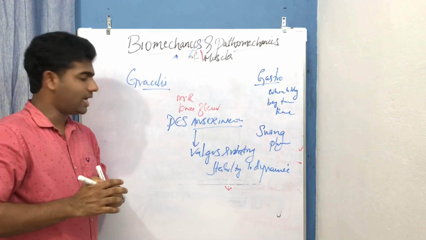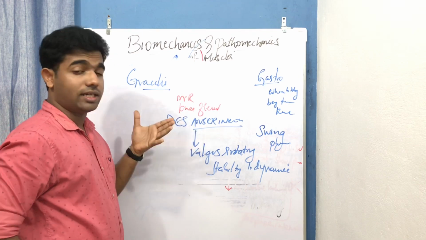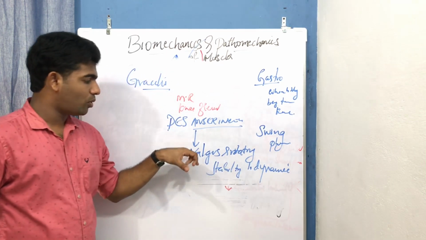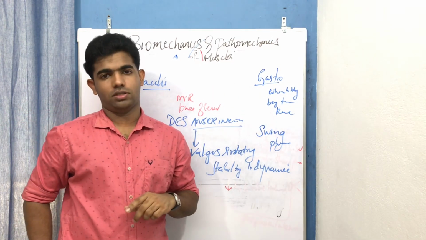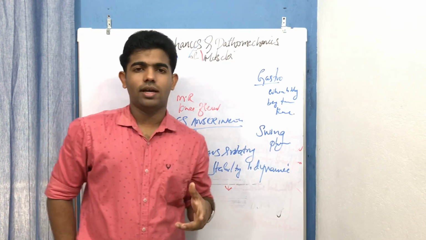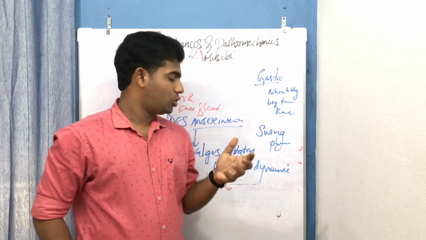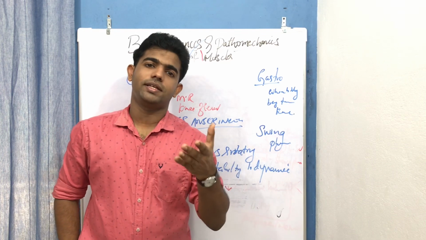What is it? The pes anserinus, that is the gracilis, semitendinosus and the sartorius muscle, together their insertion site is going to provide valgus and rotatory stability to the knee joint, especially in dynamic motion. And you know that in constant twisting motions, especially in football and other sports, there can be a chance of injury to this pes anserinus, and it can precipitate as pes anserine bursitis.